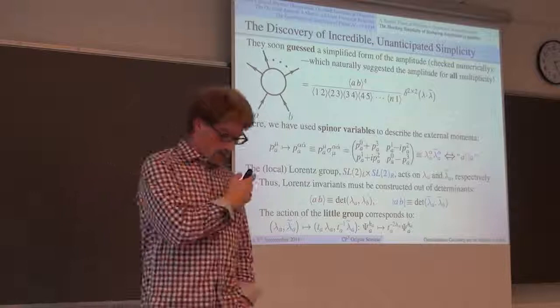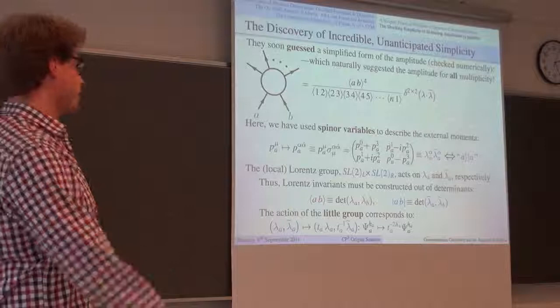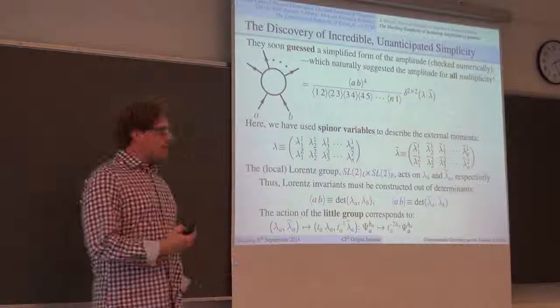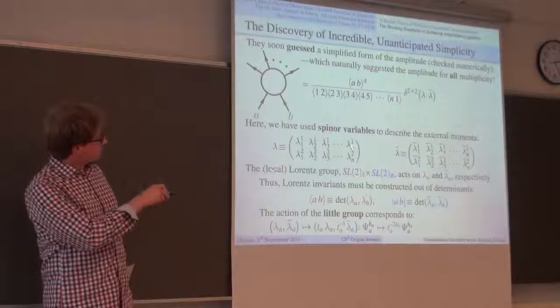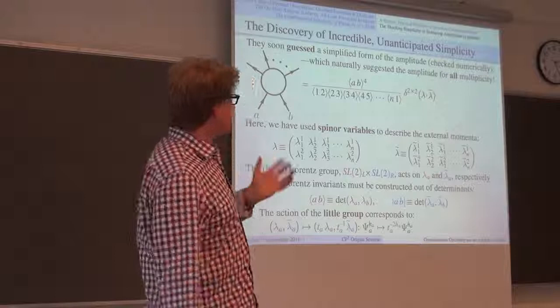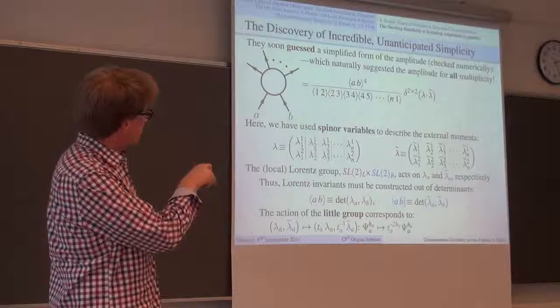And that also means that any function of the wave function needs to rescale like that too. Okay, so the kinematical data of which this is a function is a pair of 2×n matrices: a 2×n matrix of the lambdas and a 2×n matrix of the lambda tildes. And I can write this in a bunch of ways. This is just the product of all the consecutive 2×2 determinants of this 2×n matrix, so all the consecutive minors of this matrix.